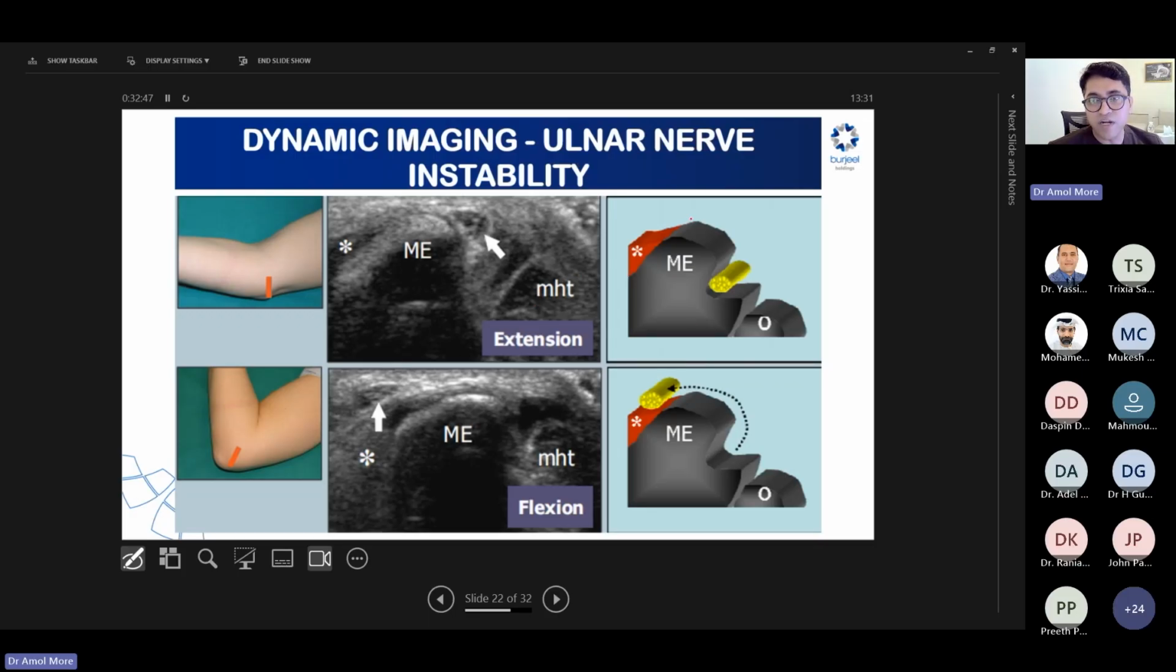This is the diagrammatic representation of this image. You can see in extension it is nicely located in the cubital tunnel, and in flexion it is getting snapped out of the cubital tunnel.